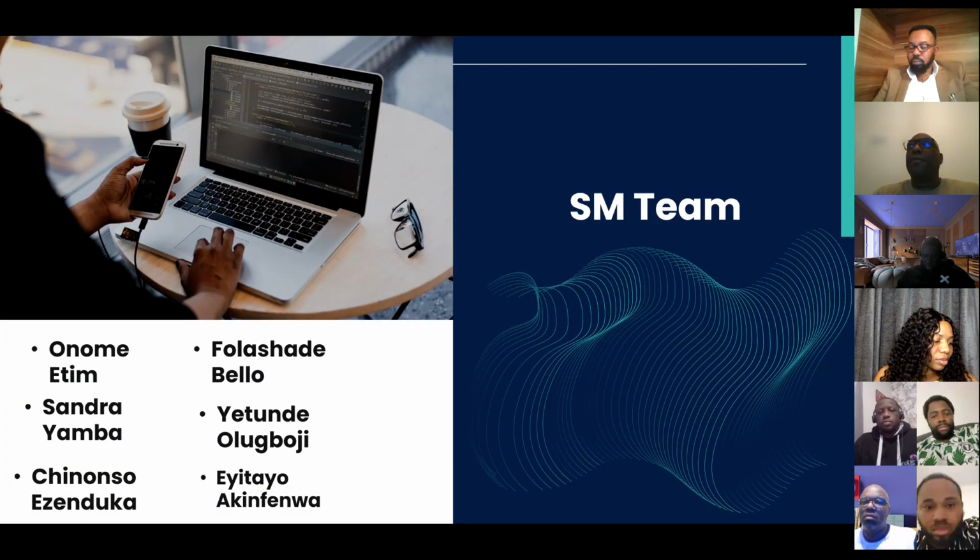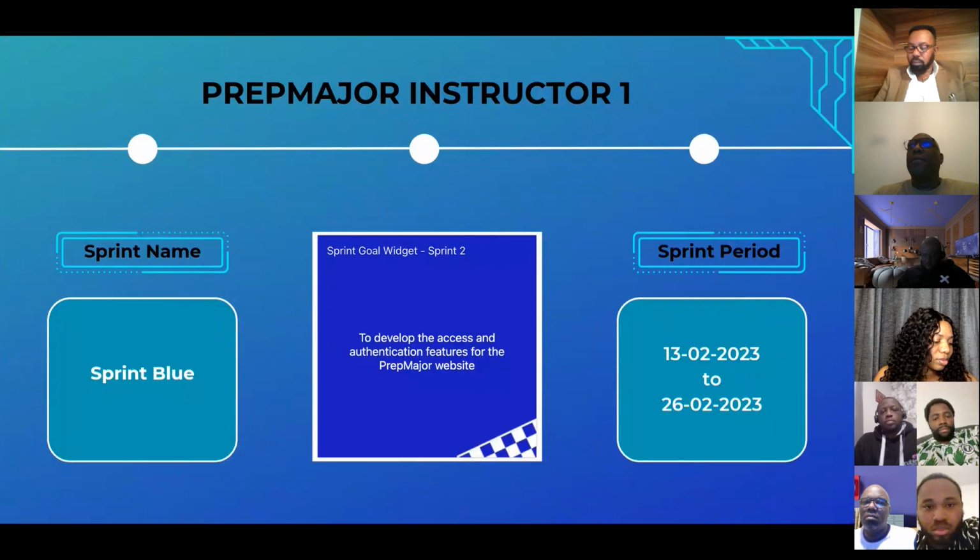So these are the SM team, everyone displayed on the screen. Next. So we decided to name our sprint Blue. That's our sprint goal, and these sprints ran for a duration of 2 weeks.